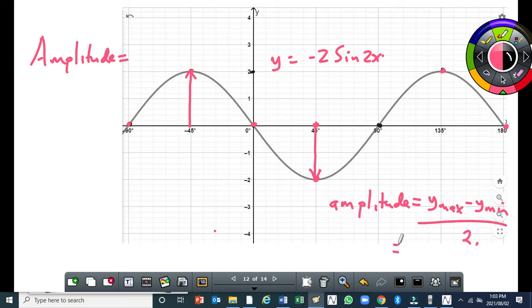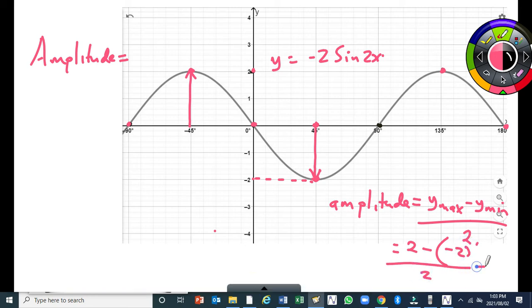Your y max is the value of y here at the maximum turning point, and that value is 2. So we put 2 here, minus the y minimum, which is the value of y here, a negative 2. So we put negative 2. Divide that by 2, and you get 4 over 2. Your final answer will be 2. If you don't want to do a calculation, you just take the positive value of the negative coefficient of sine 2x, because amplitude is always positive.